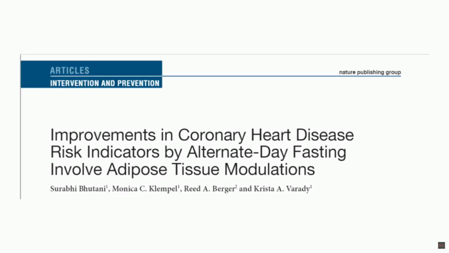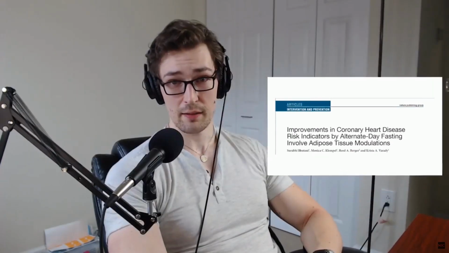So the name of the study that we're going to be covering is Improvements in Coronary Heart Disease Risk Indicators by Alternate Day Fasting Involve Adipose Tissue Modulations. Honestly, reading that probably doesn't tell you a whole lot of information, but needless to say, we'll be going through each section as needed.